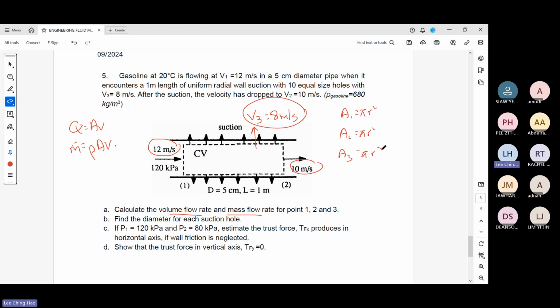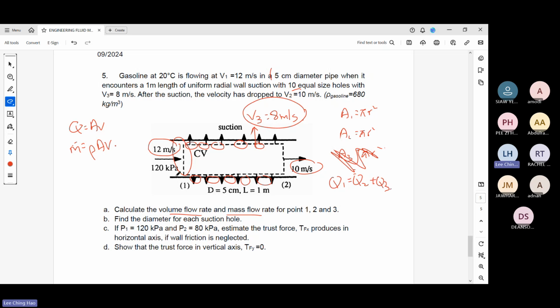For 1 and 2 are same because they are same type. For area 3, slightly different. First of all, because you have got 10 small holes. I draw 10 only because I said already. Any information 5 cm? Oh no, this is for it. Okay, 5 cm. So you cannot find this. But what you can find is Q1 equals to Q2 plus Q3. How many in equals to how many out?